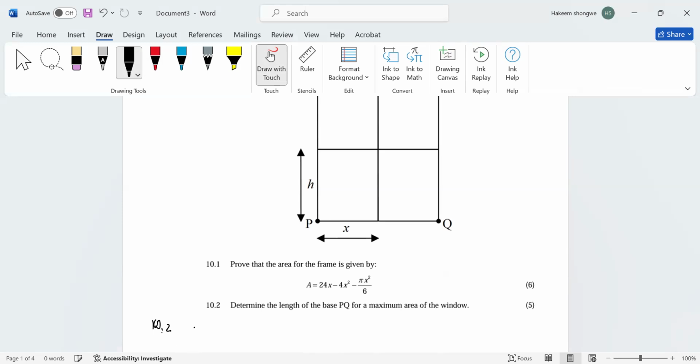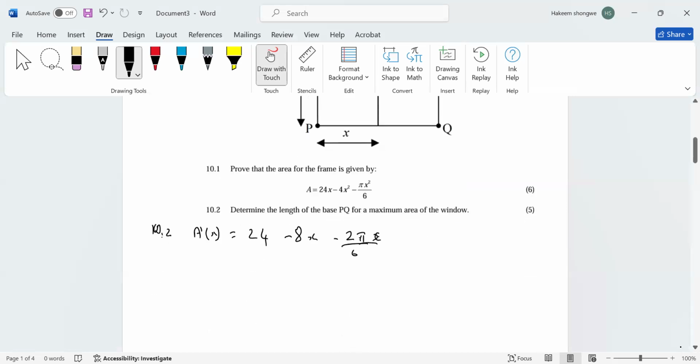If you go with 10.2, it says area in terms of x. So we differentiate the area in terms of x. It gives us 24 minus 8x, and then minus 2 minus pi 5 over 3 x squared, minus 5 over 3 x squared, all over x. I want pi over 6 as a decimal? No, I want it in decimals. The pi, yes, pi over 6.